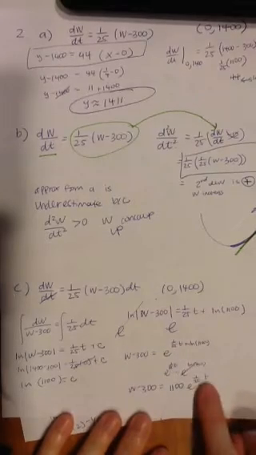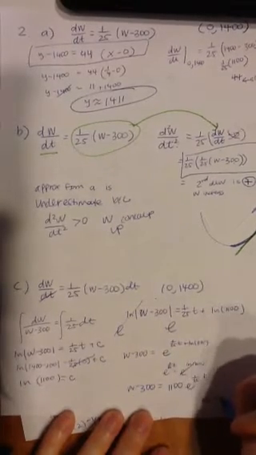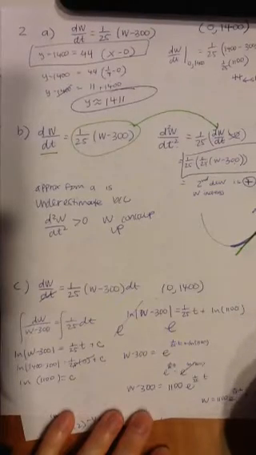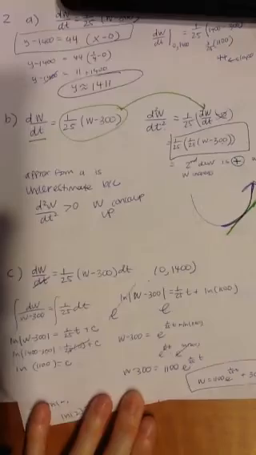And then your last step is to add that 300 over, so w is 1100 e to the 1/25 t plus 300. And there's your solution.